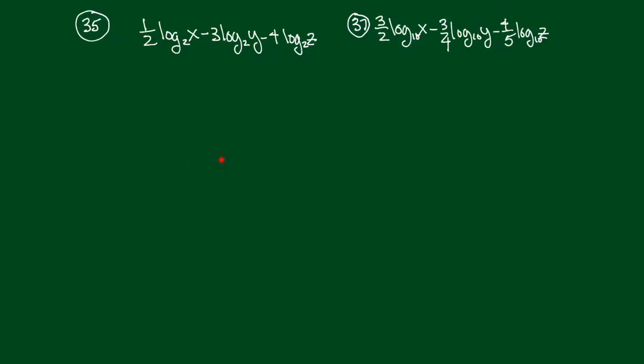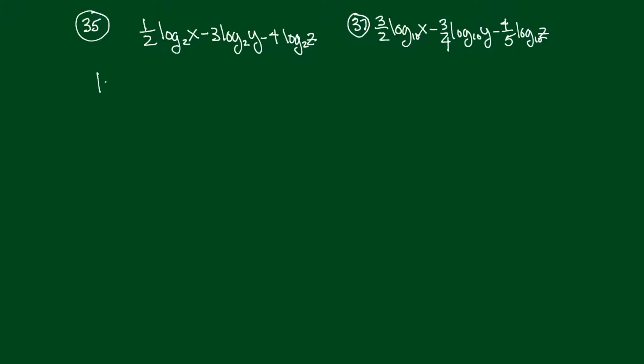So I'm going to use those log properties. And the log properties say I have to have the same base on each log if I'm going to combine them. I know these are all log base 2, these are all base 10. So I can use those properties to combine. So first of all, I'm going to do this one step by step. And then I'm going to do this one over here, 37, just from here right to the end in one shot. So the first thing I'm going to do is bring these multipliers up as exponents.